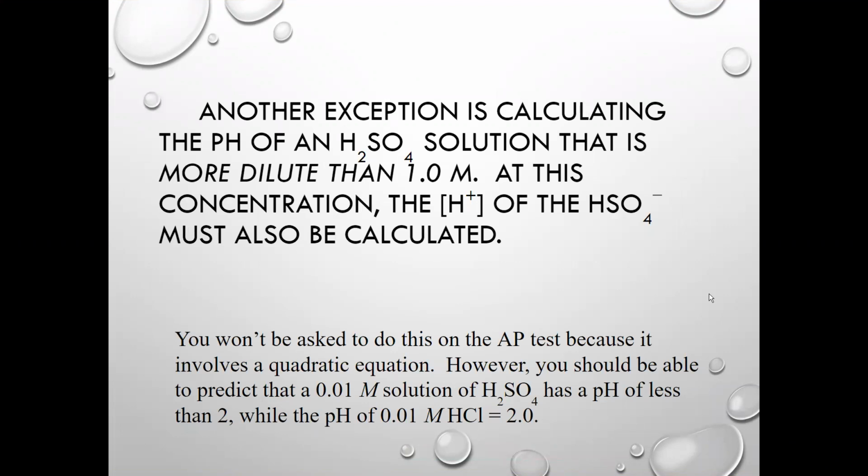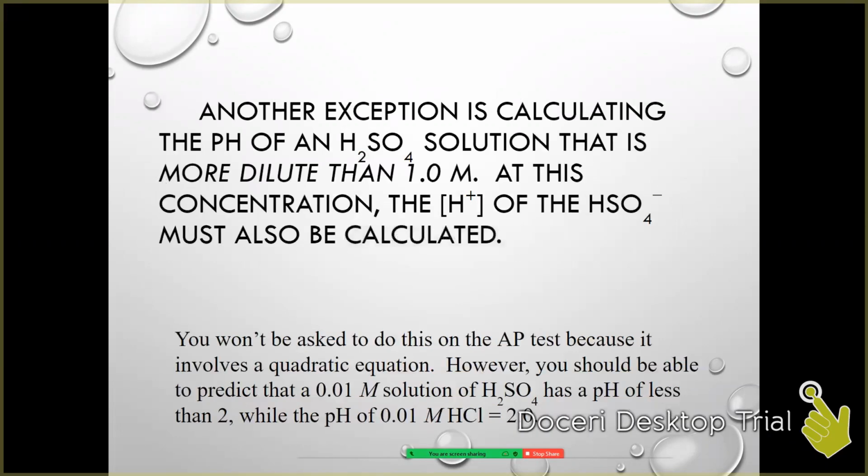So another exception is calculating the pH of a sulfuric acid solution that is more dilute than 1 molar. At that concentration, the H plus or hydronium concentration from the HSO4 must be calculated also. And we'll probably get to that more next week. So in other words, we're almost doing two equations. You're going to have to calculate the concentration of the first hydrogen that's lost and the concentration of the second hydrogen that's lost, but only when it's more dilute than 1 molar.